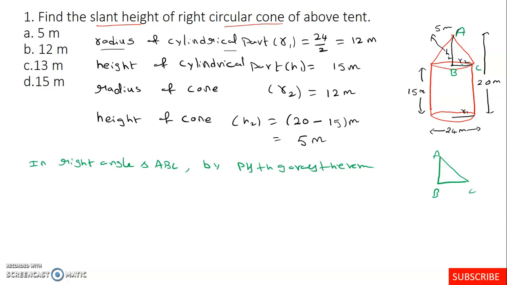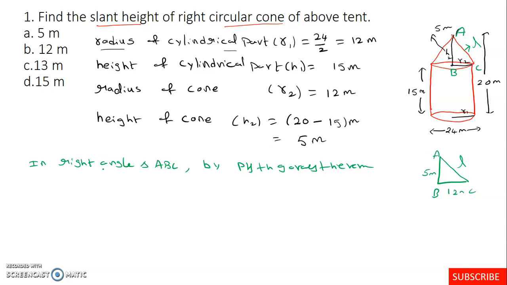Yes, BC. BC means R2. What is R2? 12 meter. AB means H2. It is 5 meter. AC is there, no? This is called slant height. Name it as L. This is what we have to find.